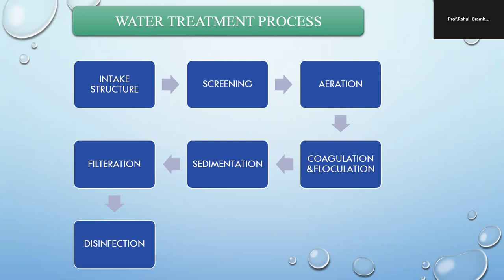In this slide there is a step by step process through which the water goes and maintains the quality standards. First one is the intake structure, then screening, then aeration, filtration, sedimentation, then next is coagulation and flocculation, and the last one is disinfection. These are the important processes involved in water treatment for the purification of water.